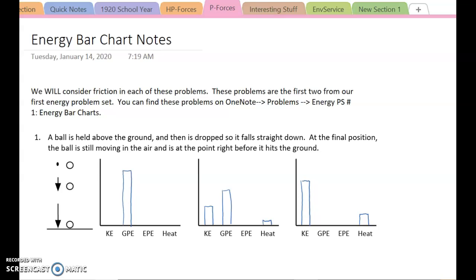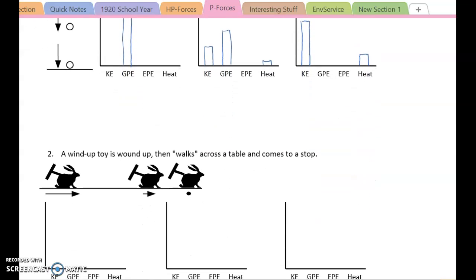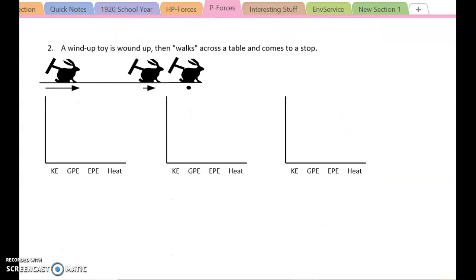All right, let's do another example. This example is a little tricky. We have a wind-up toy. A wind-up toy is wound up, then walks across a table and comes to a stop. Inside of a wind-up toy is a spring. It's a coiled spring that looks like this. As you wind it up, the coil gets tighter and tighter. And then when you release it, the coil springs out and makes the wind-up toy go using gears and other sorts of mechanisms. Now, as you'll notice, this wind-up toy, according to this arrow, is already moving by the time the problem has started.